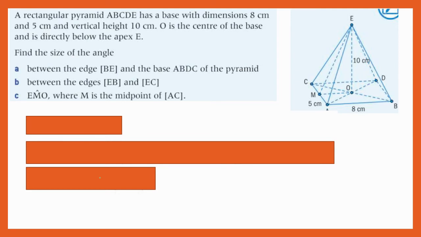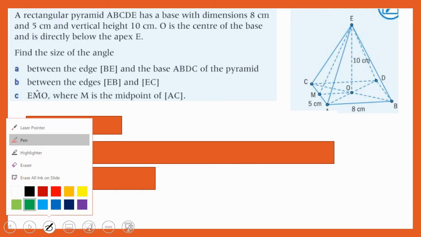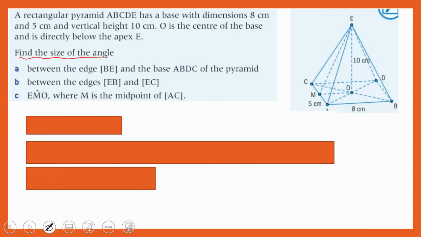The next part, again, we're still finding an angle size. So all of these, we're finding an angle size between the edges EB and EC. Between the edges EB, so EB is here. Remember, we now know that value from a previous calculation. So EB and EC is over here.